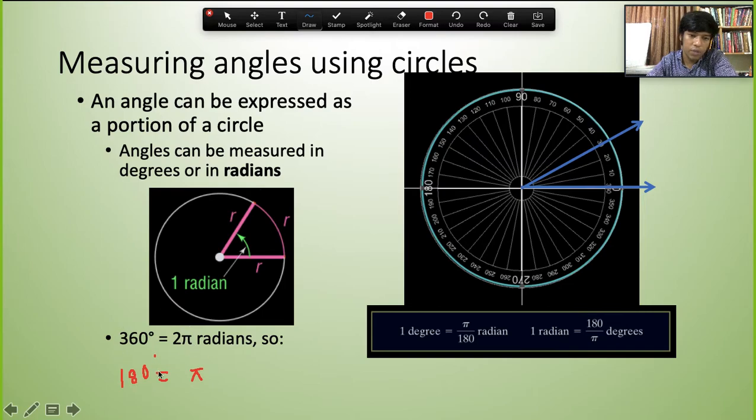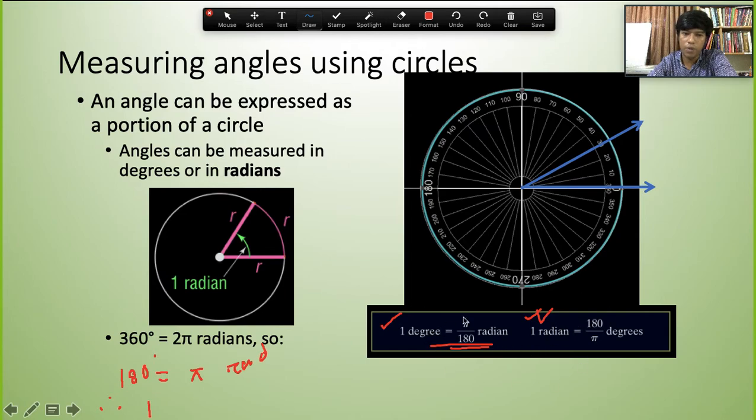So 2 cancels out, then we get 180 equals pi, and then we can find out what 1 radian is. 1 radian becomes 180 divided by pi degrees. That means 180 degrees equals pi radian, so 1 degree equals pi divided by 180, which is this formula. And the opposite way, pi radian equals 180 degrees, so 1 radian equals 180 divided by pi degrees. This is how we convert from degree to radian and radian to degree. This is the rule for conversion.